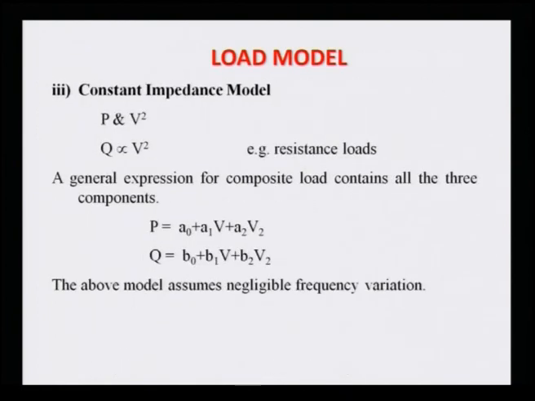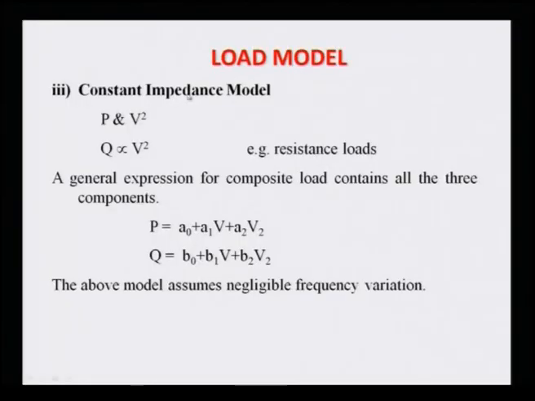The third type is your constant impedance type. Especially you can see the resistance load, it is a simple resistance, and the power consumed by the resistor is proportional to the voltage square. So, the P, that is the real power, and Q, your reactive power, are proportional to the voltage square.